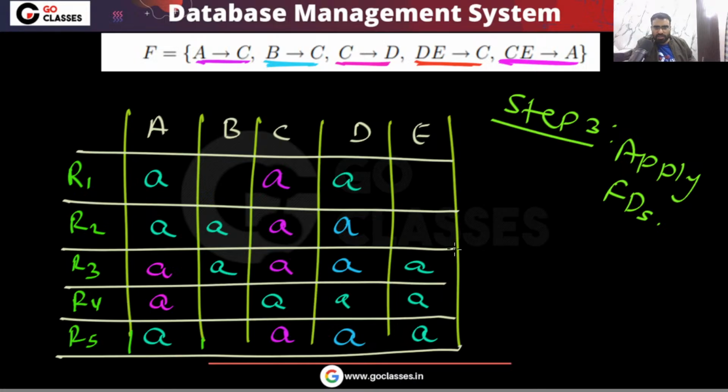So that's it. Now I can stop, because remember I got this tuple where all the entries are A. Notice this, that I got this tuple. Look at this tuple.